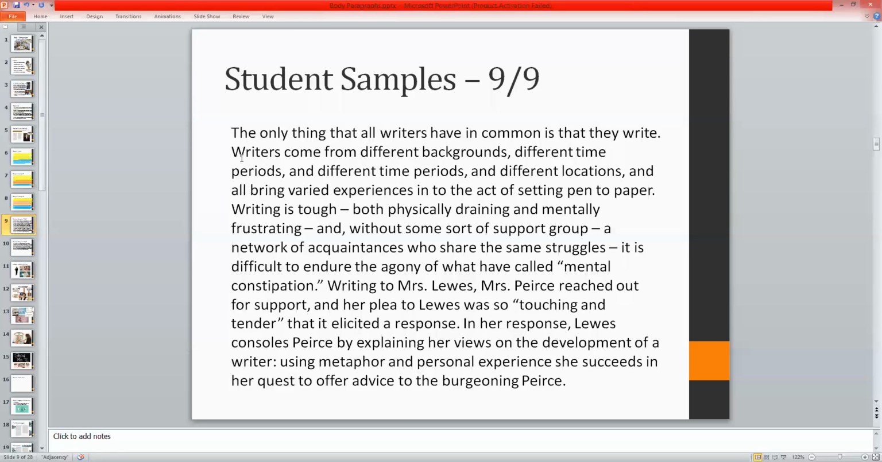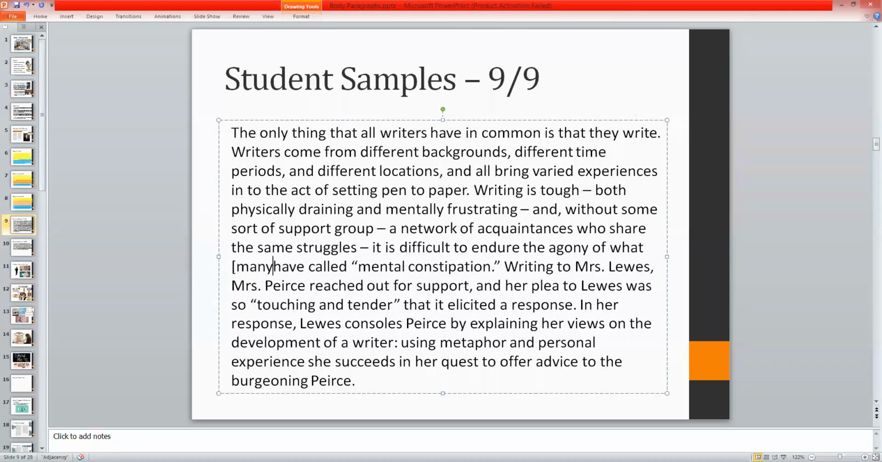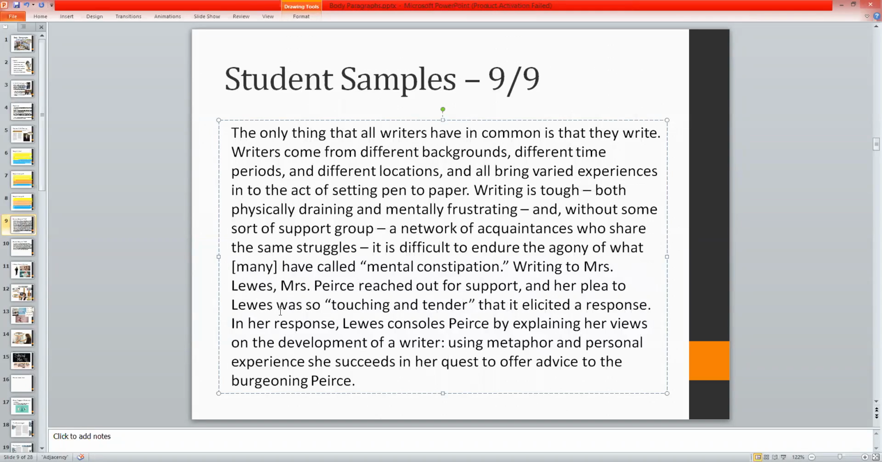This student wrote, the only thing that all writers have in common is that they write. And it's kind of like, okay, I guess, fine. Writers come from different backgrounds, different time periods, and different locations, and all bring varied experiences into the act of setting pen to paper. Writing is tough, both physically draining and mentally frustrating. And without some sort of support group, a network of acquaintances who share the same struggles, it is difficult to endure the agony of what many have called mental constipation.